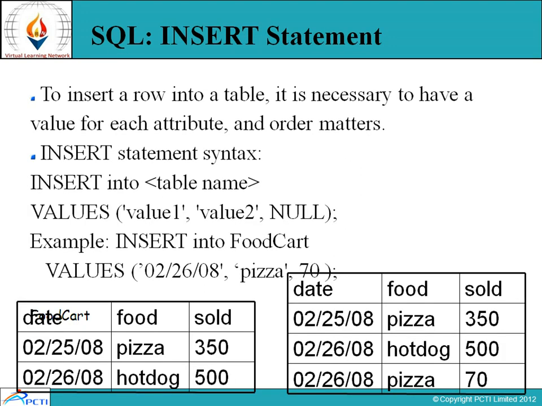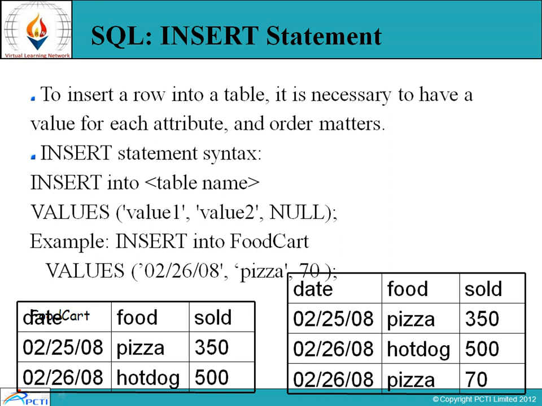Here is the insert statement. To insert a row into a table, it is necessary to have a value for each attribute, and the order matters. You can see here a food chart table that considers date, food and sold. The date is given by the insert query. The insert statement syntax is: the INSERT INTO keyword is used, and then you specify the table name.